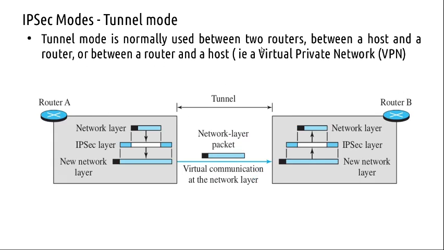That is the way in which this process is used between two routers, a host and a router, or a router and a host. So it's a virtual private network. You are transmitting the network layer data unit with a new IP header added, and it is tunneled.